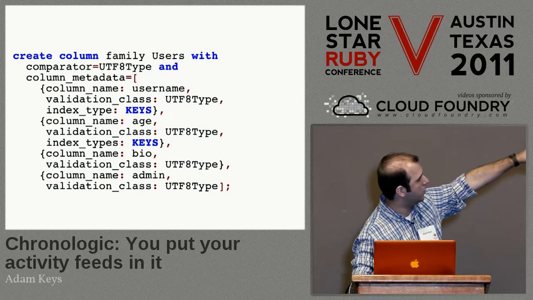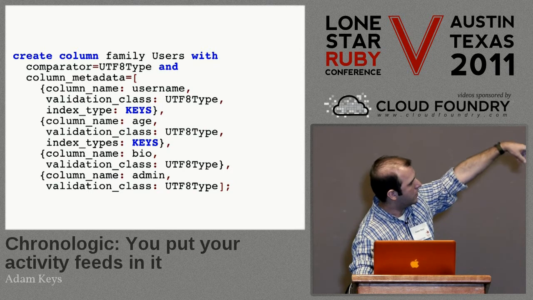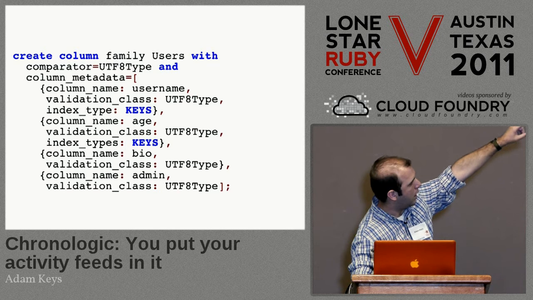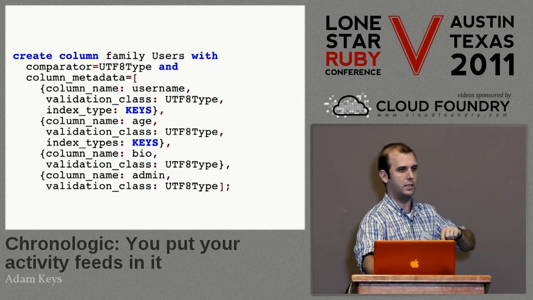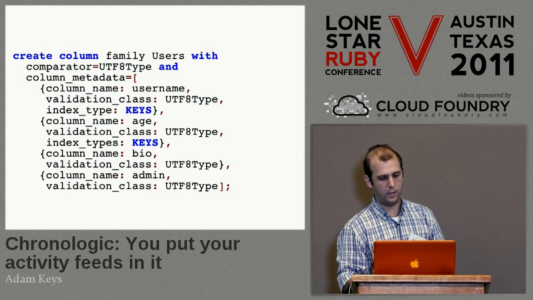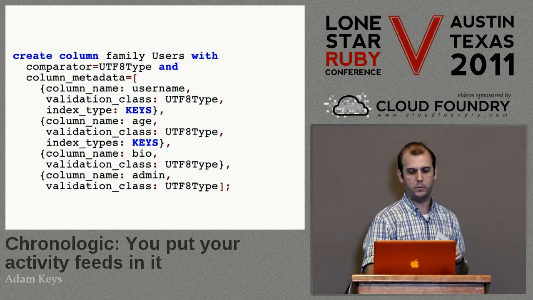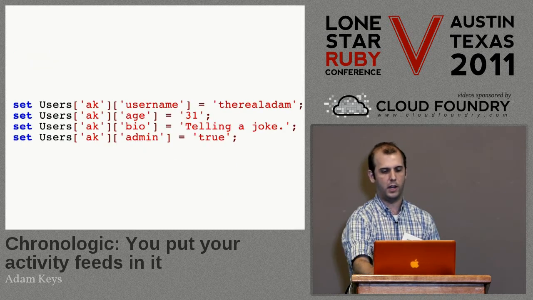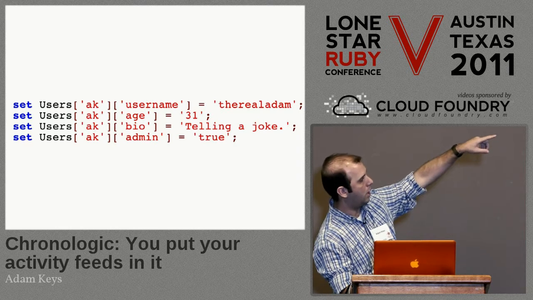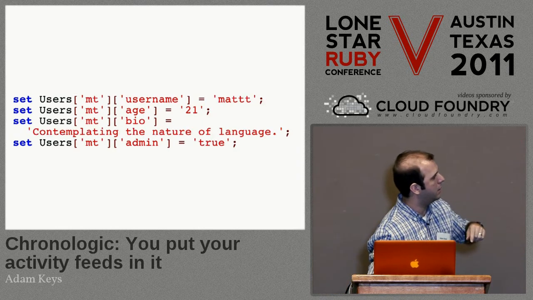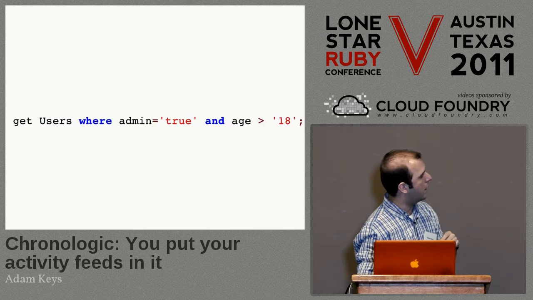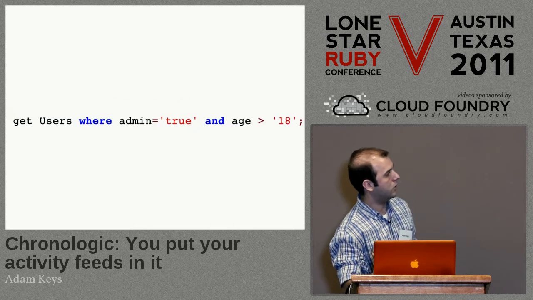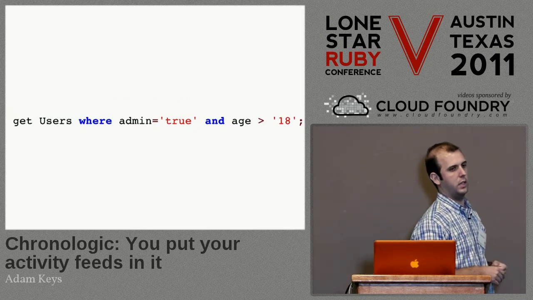I want to show that, so here's how you create a column family, and this column family has indexes on the age and username columns. So I insert some data in with the Cassandra CLI. So I'm inserting 4 columns: username, age, bio, and admin. I do that a few times. And then I can say get users where admin is true and age is greater than 18.